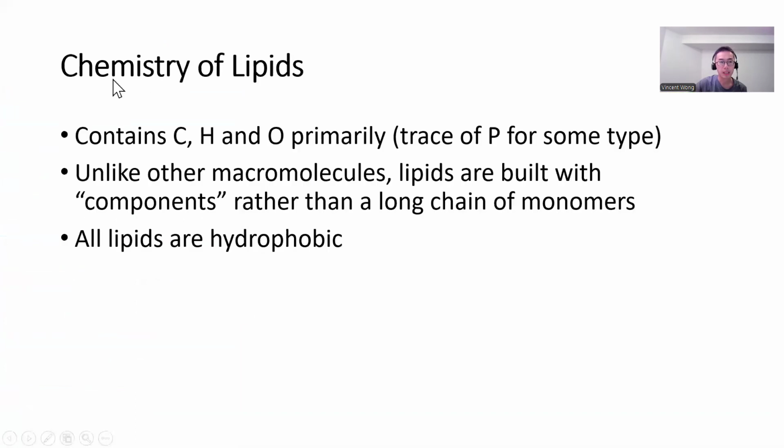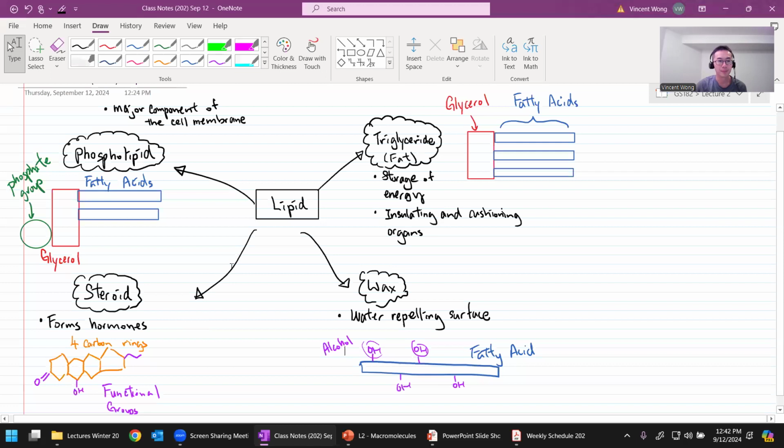So lipids. Chemistry of lipids. Surprisingly or not, depends how you look at it, it also contains the same three atoms as carbohydrates, right? C, H, and O: carbon, hydrogen, and oxygen. And there will also be traces of phosphorus for some types. Without looking at your notes, do you remember the four types? Which of the four types has phosphorus in it? Well, the phospholipid is the one that has a phosphate group. So this is the one that has phosphorus in it. The other ones, the triglyceride, the wax, and the steroid, are just going to have C, H, and O.